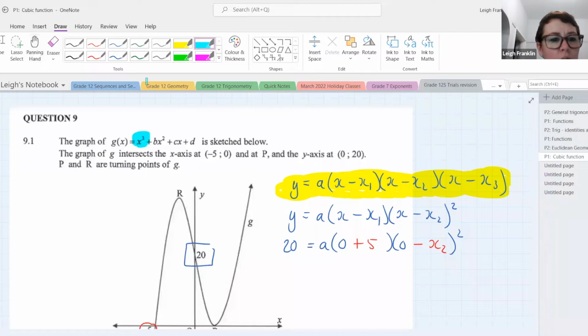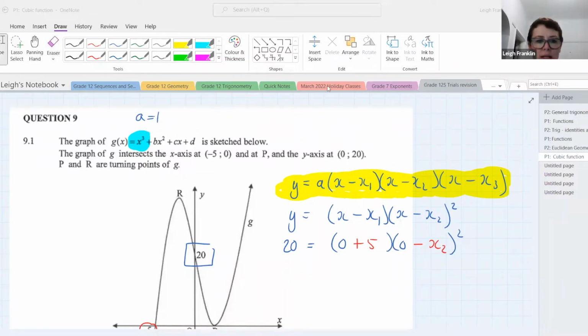So if we have a look over here, they have told us that A is equal to 1. So we don't need to work out this A, we know that it's equal to 1. All right, there we go. Sorry, just going up and down.